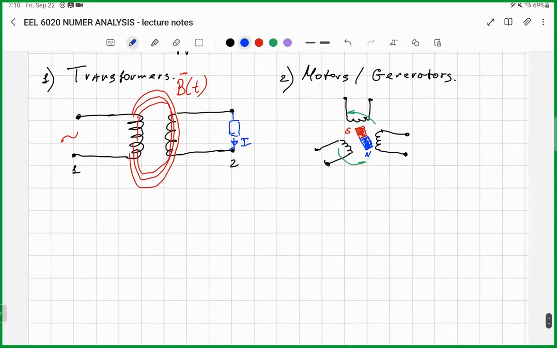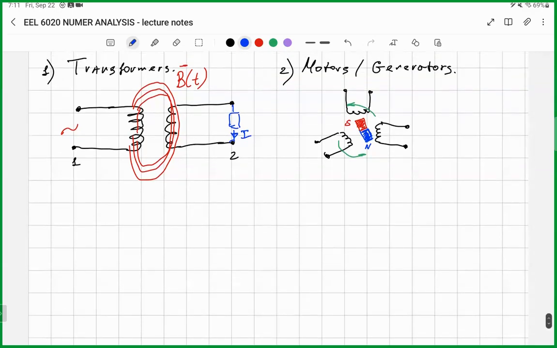And the motor works the same way. You apply a power supply to these coils. These coils create a rotating magnetic field at the position of the magnet, and this rotating magnetic field causes the magnet to rotate. This is how motors work. For example, electric vehicles use these motors for driving. Anyway, there are so many applications of this.